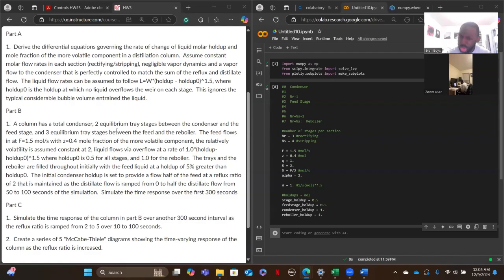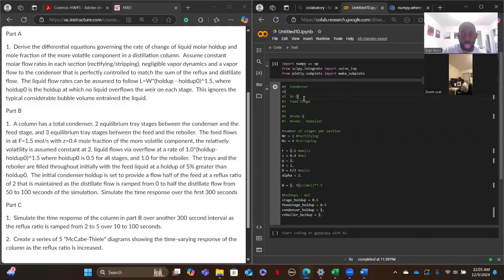Okay, so I know it was a lot, but let me break down the initial values that we have. Before we start, what we'll be using is pretty simple. This is import numpy as np. We're using SciPy integrate for our solver, and then we are just using Plotly subplots to make subplots.